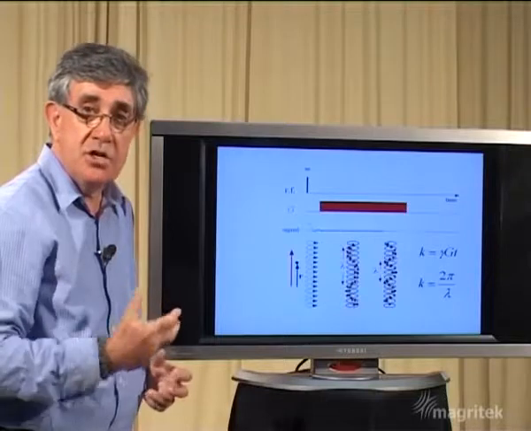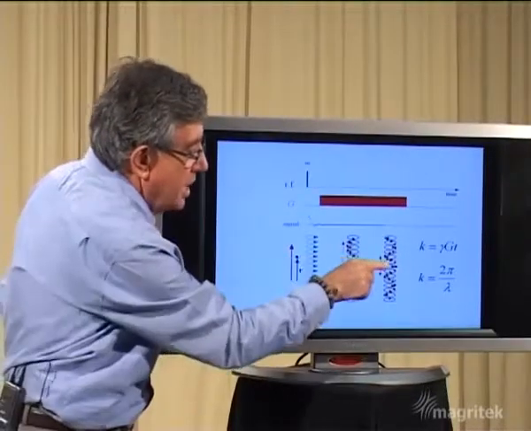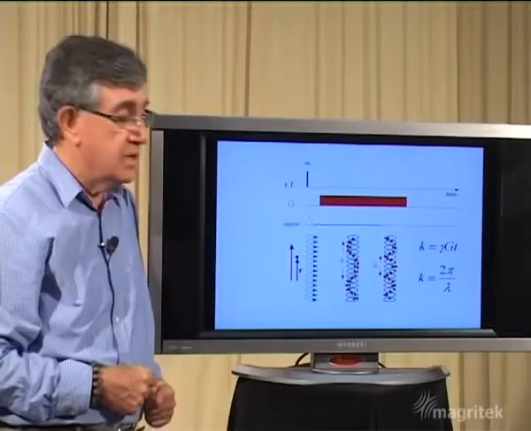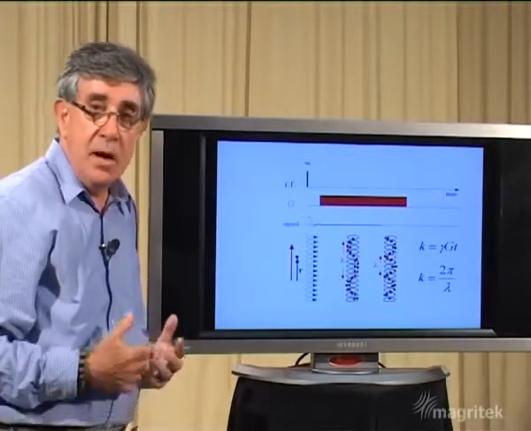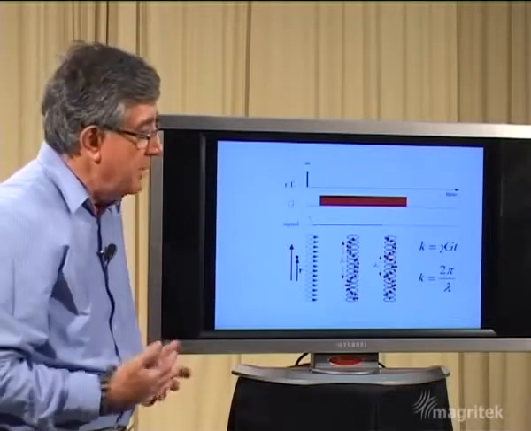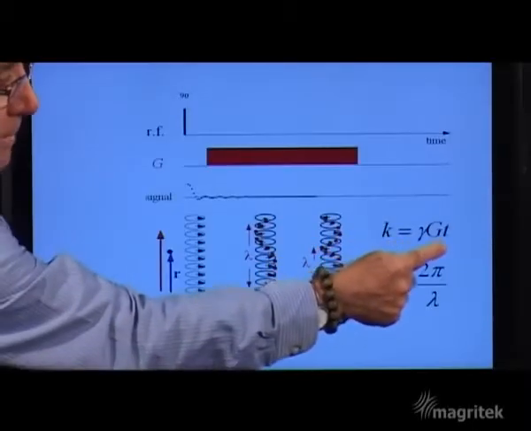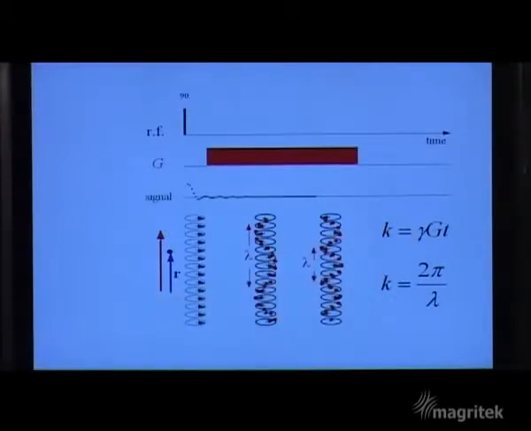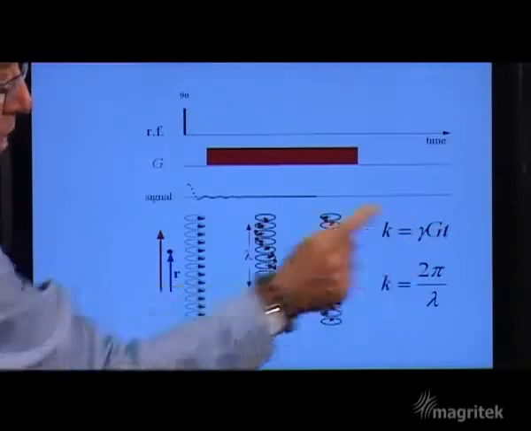So as lambda gets smaller and smaller with increasing time, that means that k must get larger and larger with increasing time. And the relationship between the wave vector k and time is this equation here. k is equal to the magnetogyric ratio multiplied by the gradient multiplied by time.